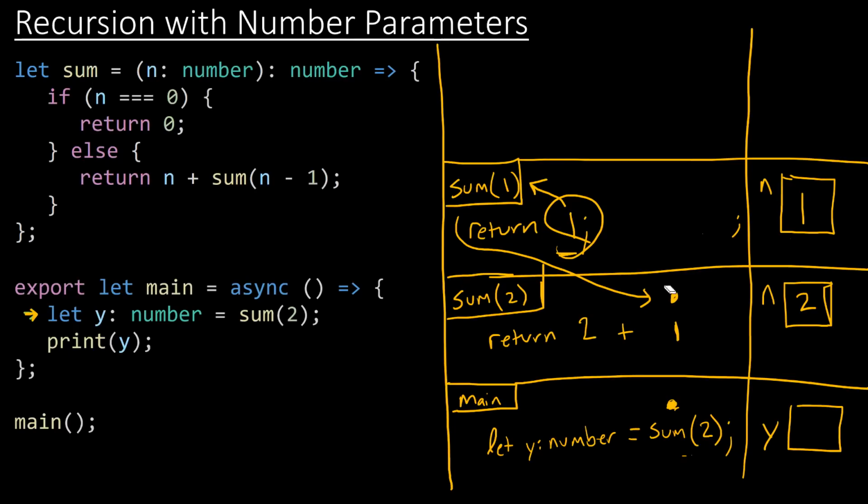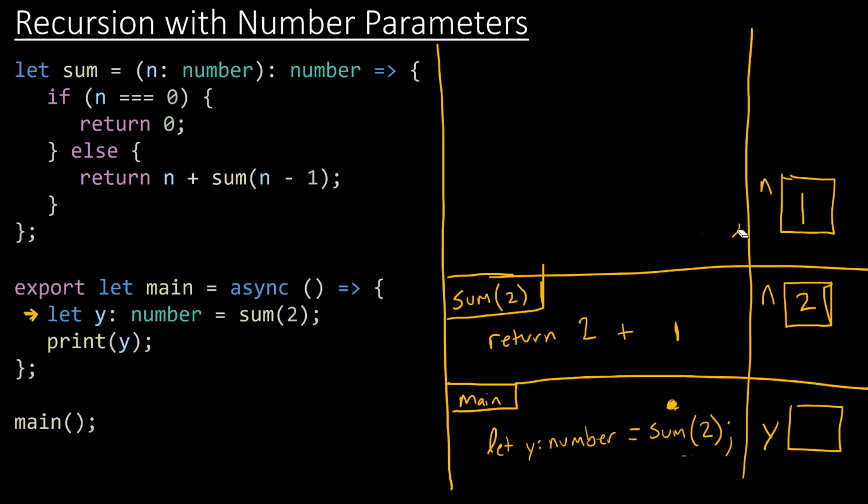Right? So now that we have returned back to sum of 2, we can once again remove the work that we did to figure out what sum of 1 was. And now we are back in sum of 2, and the line that we were working on is return 2 plus 1. Well, we know that 2 plus 1 is 3. And once again, we have evaluated our return expression down to a single value, 3. And so we can say wherever we called sum of 2, we're going to replace it with 3.